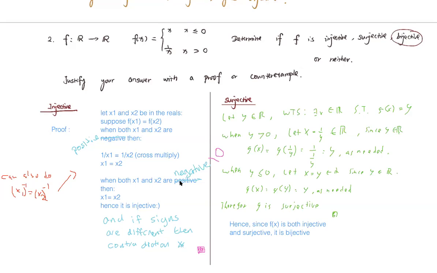Yeah, it looks good. Let me see if there's anything I wanna add. Well, for signs are different, you need to explain why we have a contradiction. Okay? And someone said you can also do this. Yeah, that works too. Our injective proofs are always like this. They are really similar. So you either use this or you do x1 is not equal to x2. But what we are doing here is more commonly used.